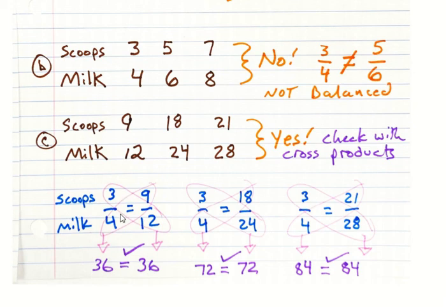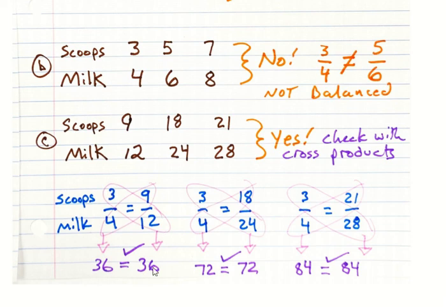3 scoops of powder is to 4 ounces of milk, as 9 scoops of powder is to 12 ounces of milk. And I say it's very similar to cross multiplication and division, because it is. If you were to not know what this number 9 is and do 3 times 12 divided by 4, you'd get 9. So cross products is kind of the same as cross multiplication and division.